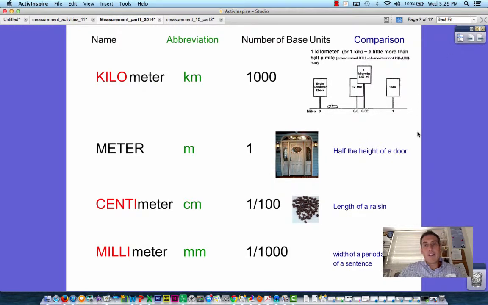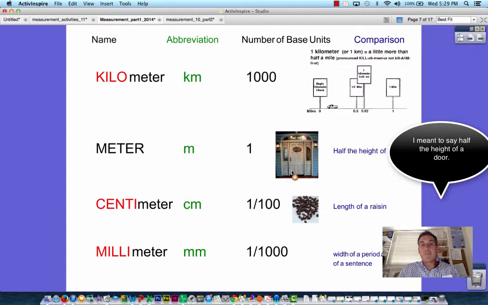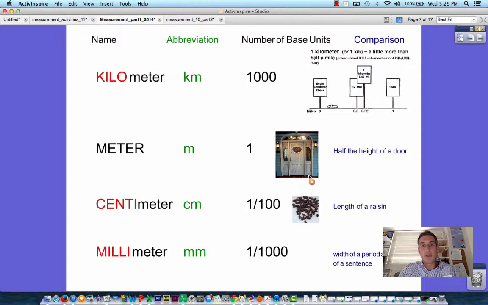How about for length? We've got a few more here in length, and we just looked at a couple of these. A meter is our base unit. A meter is about the height of a door, or the height from the floor to a door handle. That's a kind of cool fact that every door handle is just about exactly 1 meter high off the ground. So that's our base unit. 1,000 meters is a kilometer.